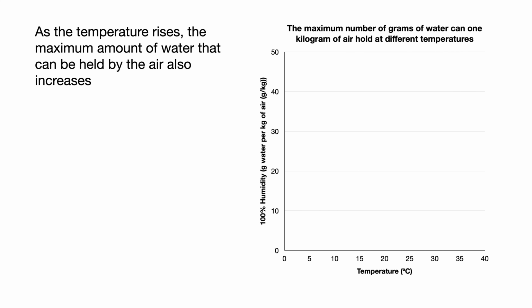Here we've got a graph. We've got temperature along the bottom, and up the side we've got the amount of water that the air can hold if it was at 100% humidity. This is measured in grams of water per kilogram of air. And the graph looks like this.